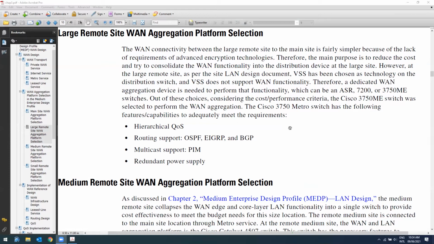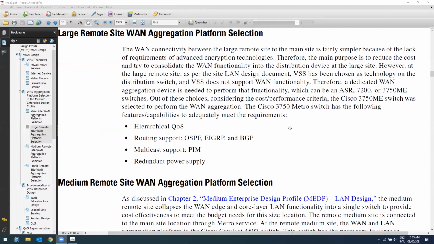However, at the large remote site, as per the LAN design document, VSS has been chosen as the technology on the distribution switch. Right? So VSS does not support WAN functionality. Therefore, a dedicated WAN aggregation device is needed to perform that functionality, okay, which can be an ASR or the other switches that are there.